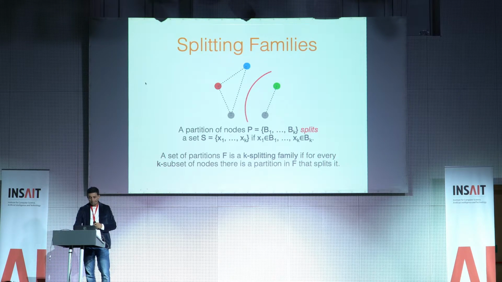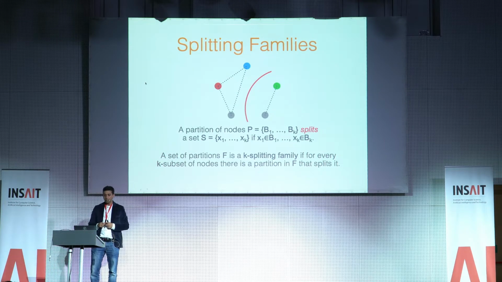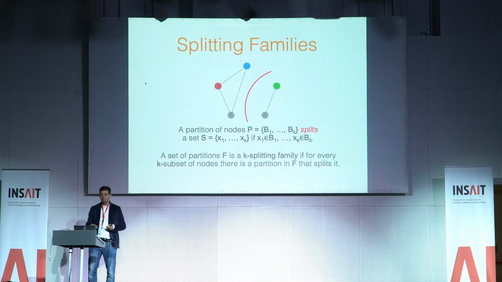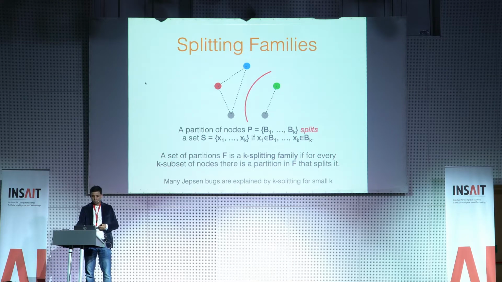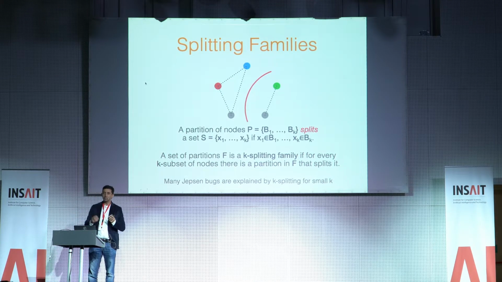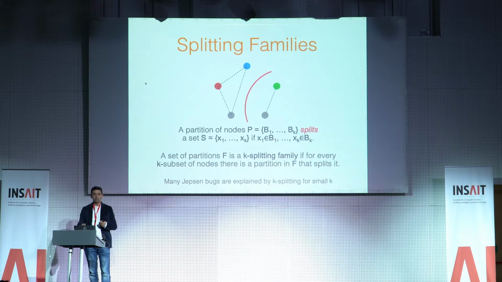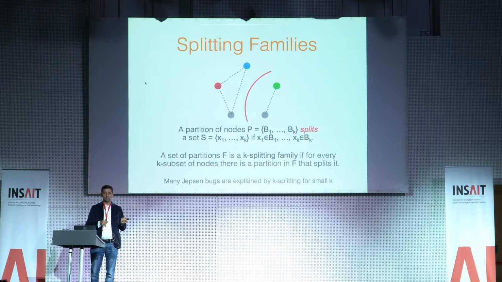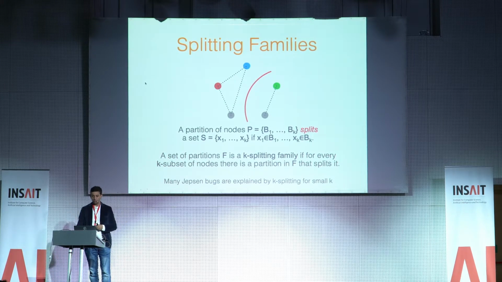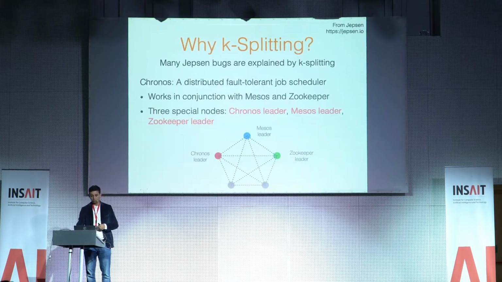And the reason why splitting families are interesting is because many of the Jepsen bugs that are found can be explained by a k-splitting family for a small value of k. Because, in a distributed system, when you partition the nodes, most of the bugs happen because, well, suddenly the leader is in a partition that does not have quorum anymore, and then there is something that goes wrong. Okay? So there are some specific examples, but they're not so important.